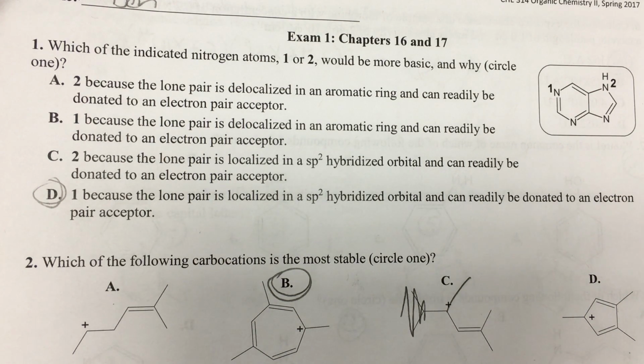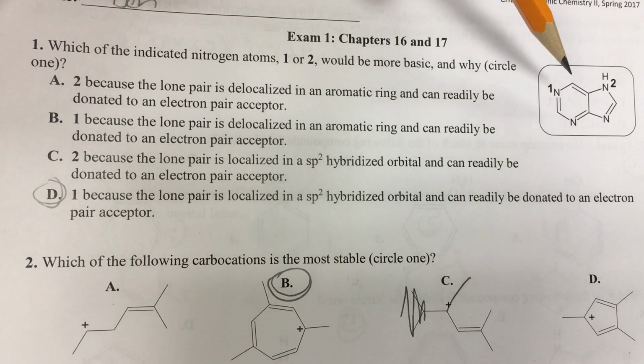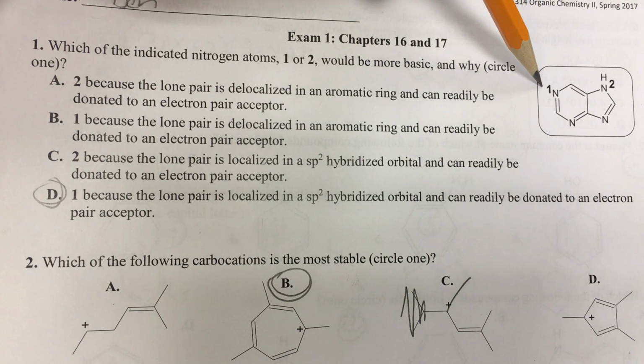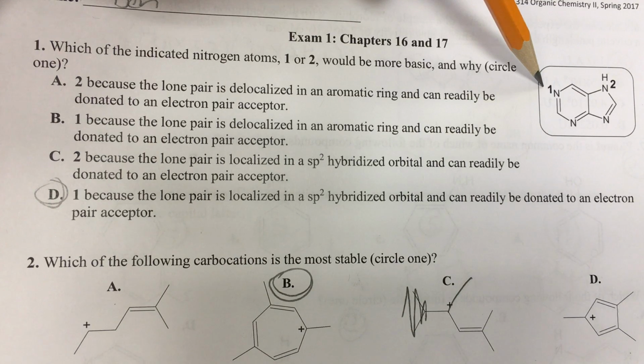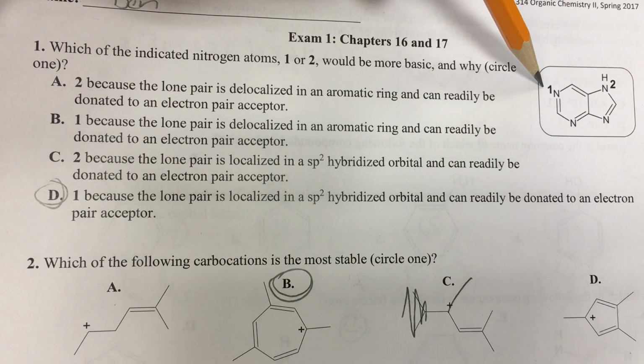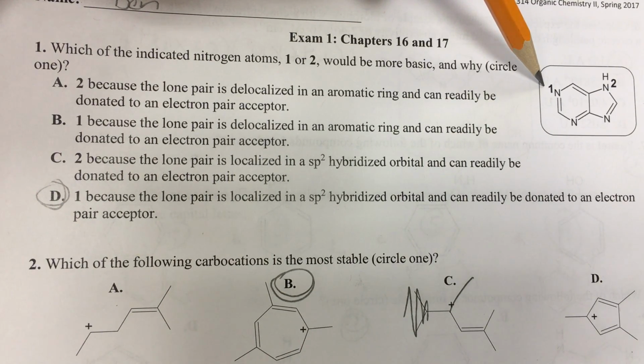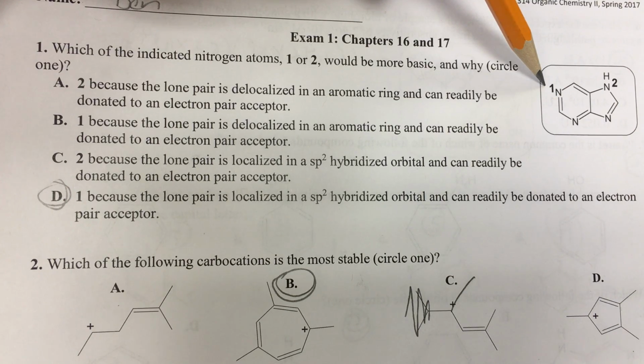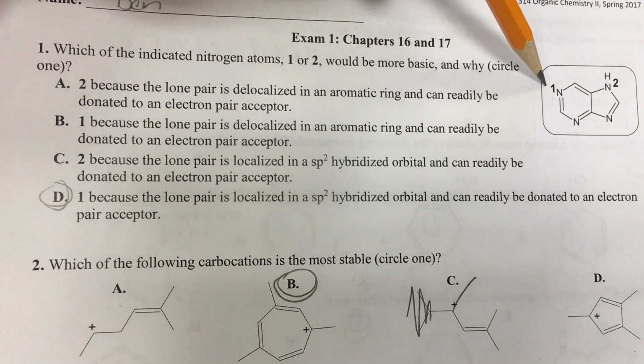So here, problem number 1, we see an aromatic compound, a purine base, and the question is asking which one of these is most basic. You see here in the case of nitrogen number 1, the lone pair is on an sp2 hybridized nitrogen.